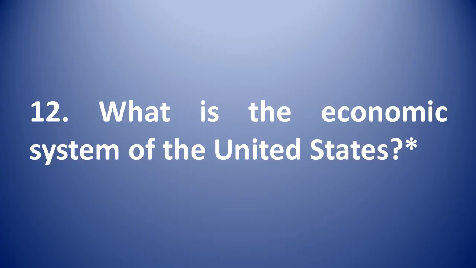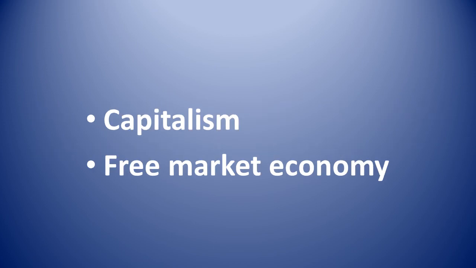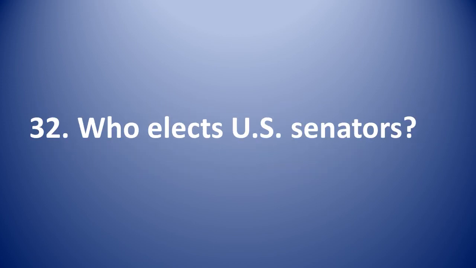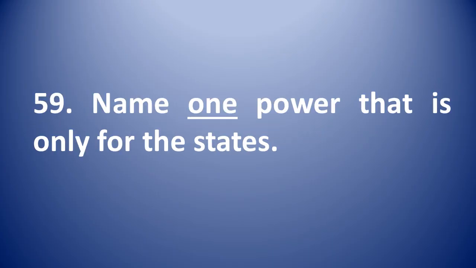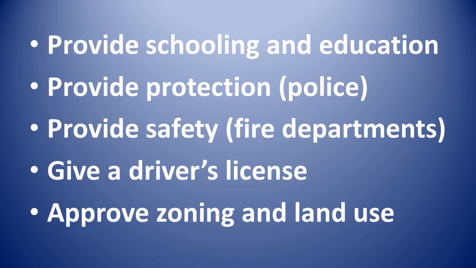What is the economic system of the United States? Capitalism. Who elects U.S. senators? Citizens from their state. Name one power that is only for the state. Provide schooling and education.